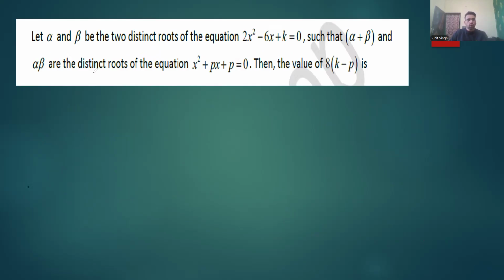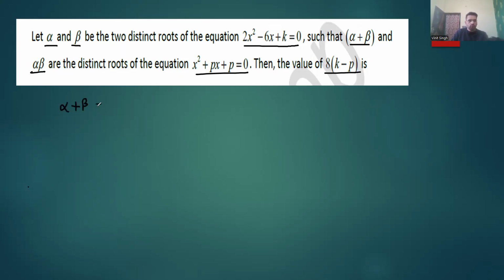Again it is a question of the quadratic equation. Alpha and beta are the two distinct roots of the equation 2x square minus 6x plus k is equal to 0, such that alpha plus beta and alpha into beta are the distinct roots of another equation. Then we have to find the value of k, 8k minus p. First of all, we will find alpha plus beta and alpha into beta.